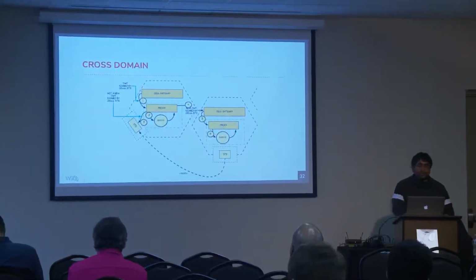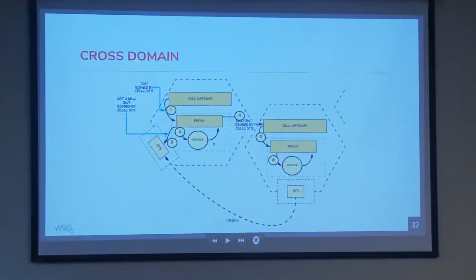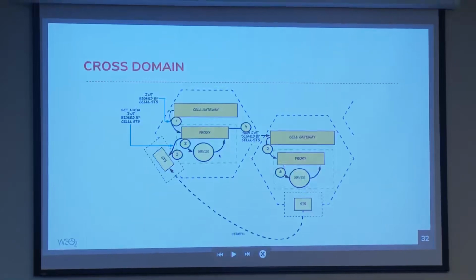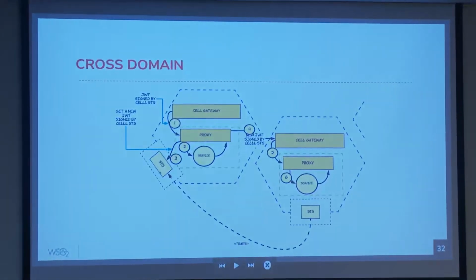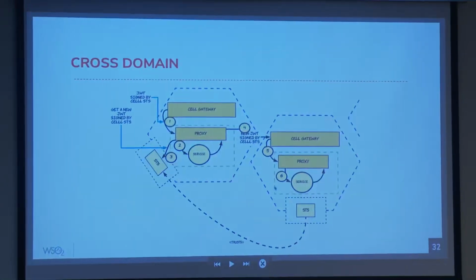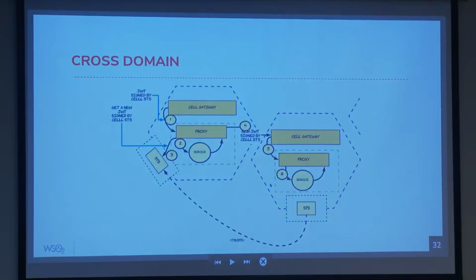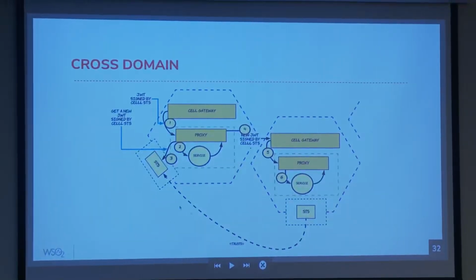So for cross-domain scenarios, actually it's the same model like this, but it goes between multiple domains. So whenever you want to talk to a microservice from another domain, then first you need to generate a JWT which is trusted by this particular domain. So then you need to have a trust relationship between these two secure token services.